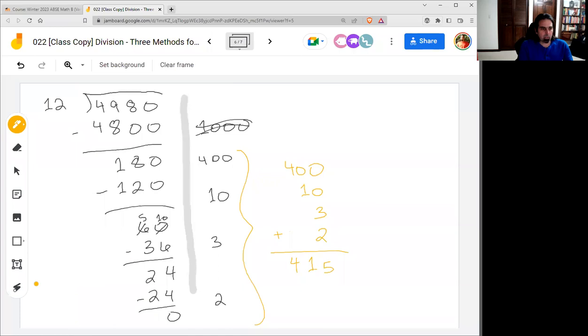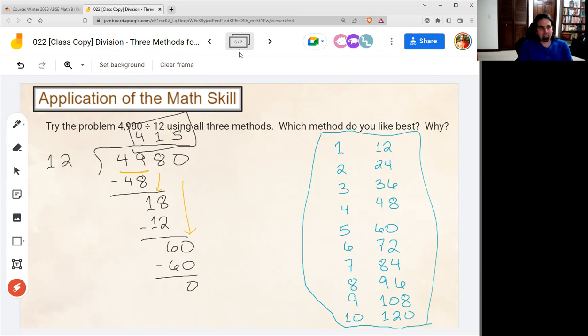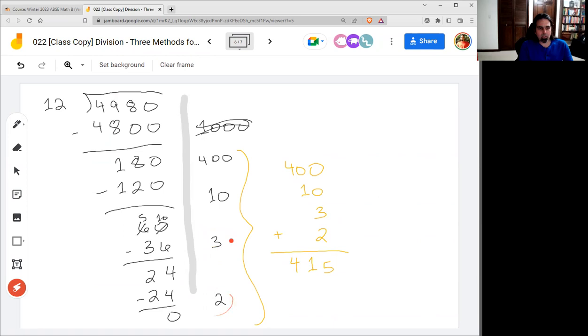Did I have to get the 5 correct right away? Long division doesn't really work unless you know that's a 5. But this time I could whittle it down a bit at a time. I can take away 3 and then I can take away 2 and it's fine.